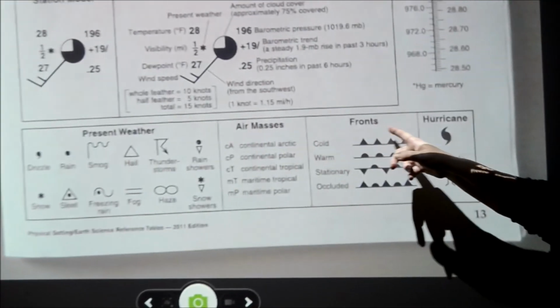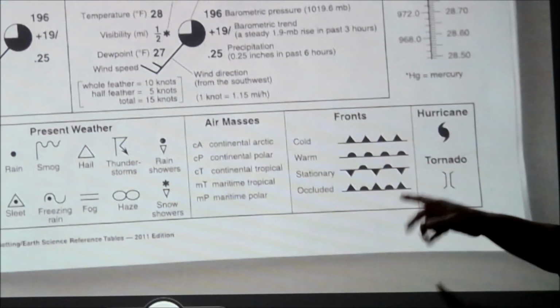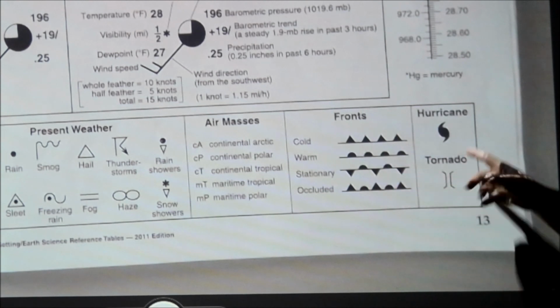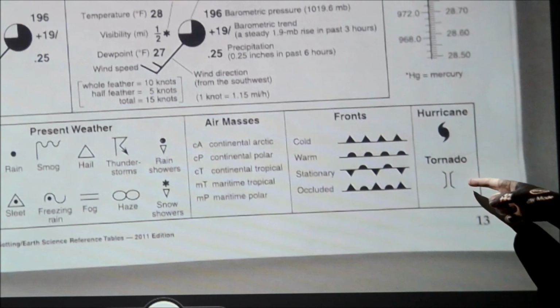Here are your front symbols: cold front, warm front, stationary front, occluded front. They're just in black and white; they're not going to be color-coded for you. And here on a weather map, if you see that symbol, it means a hurricane, and that symbol means a tornado.